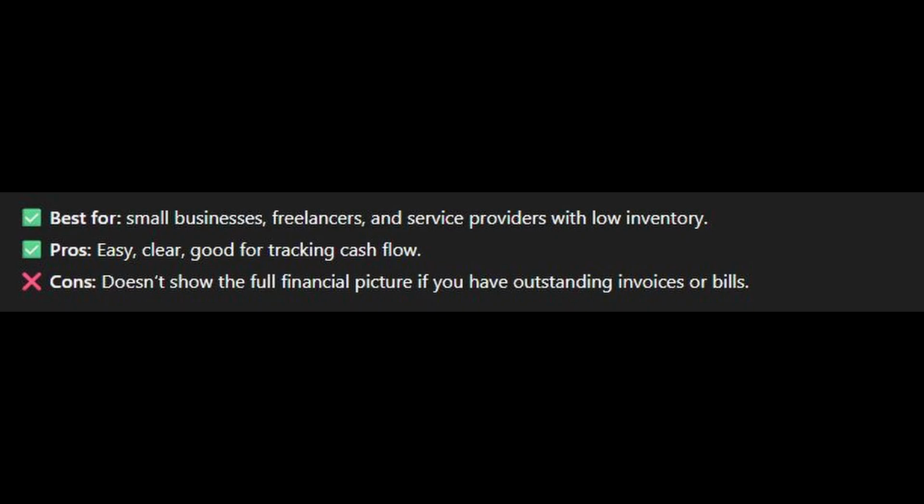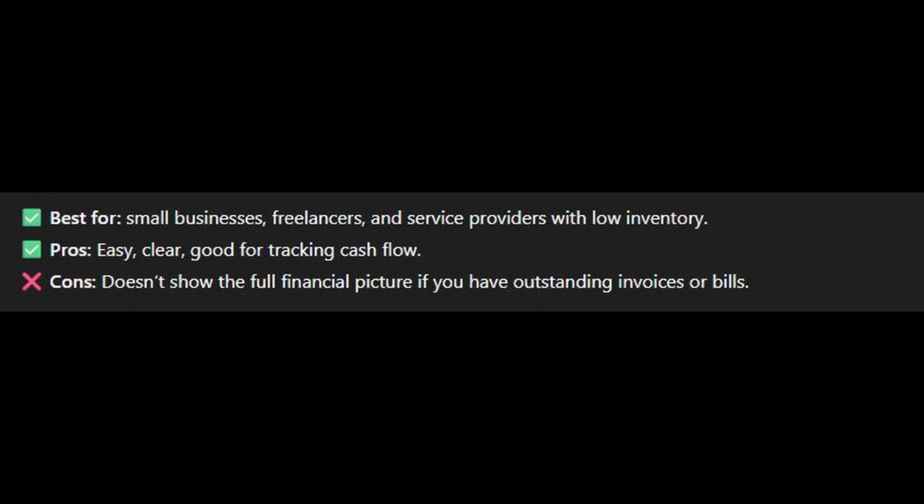The first one you hear about is the cash basis accounting. That's money in, money out. Cash basis is the simplest. You record income when the cash actually hits your account and expenses when you actually pay them. If you send an invoice today but don't get paid until next month, that income doesn't count until the money arrives. Same goes for bills. No expense until cash leaves your hands.